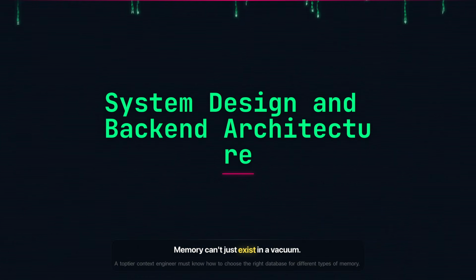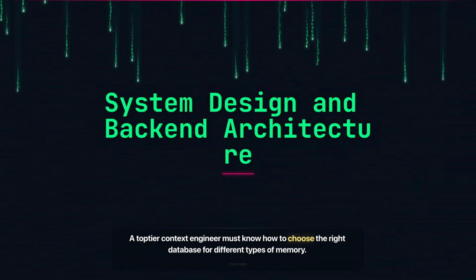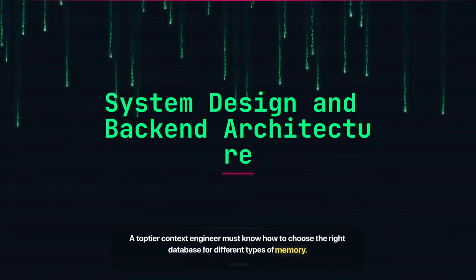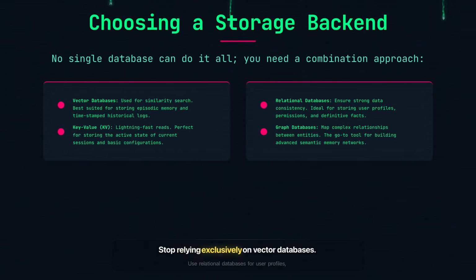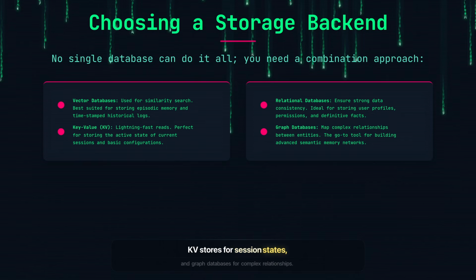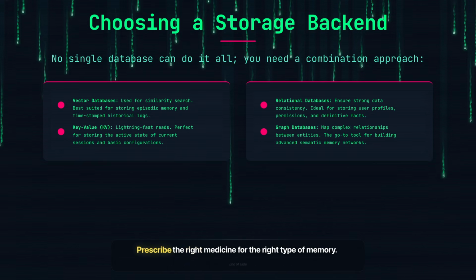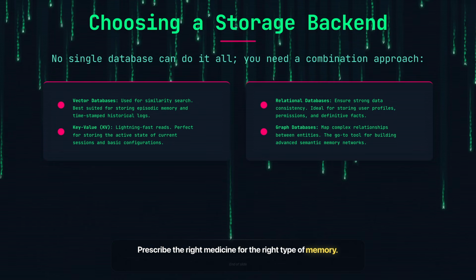Memory can't just exist in a vacuum. A top-tier context engineer must know how to choose the right database for different types of memory. Stop relying exclusively on vector databases. Use relational databases for user profiles, KB stores for session states, and graph databases for complex relationships. Prescribe the right medicine for the right type of memory.